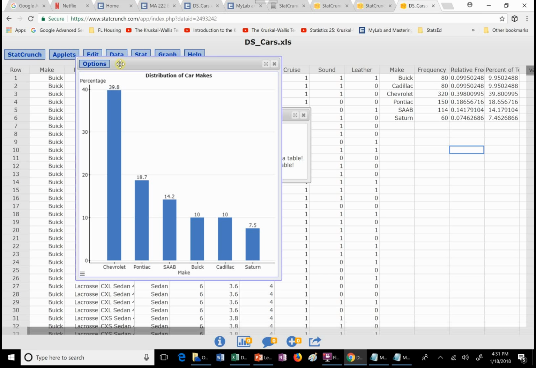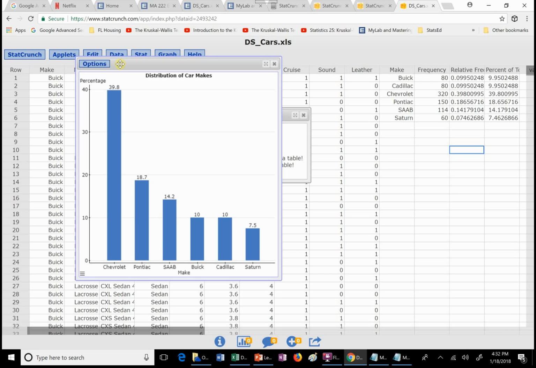And we want to report the percentage. We want to report the frequency or the amount, right? So in this case, I'm going to report the percentage, which is about 40%. Okay. So I tell my boss the mode is Chevy. It was the most commonly occurring, roughly at 40%.